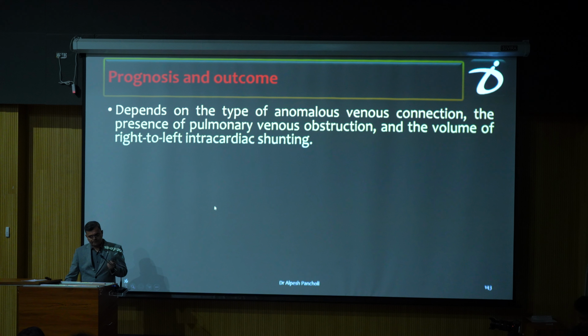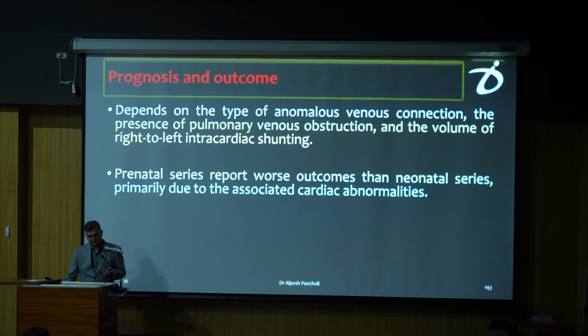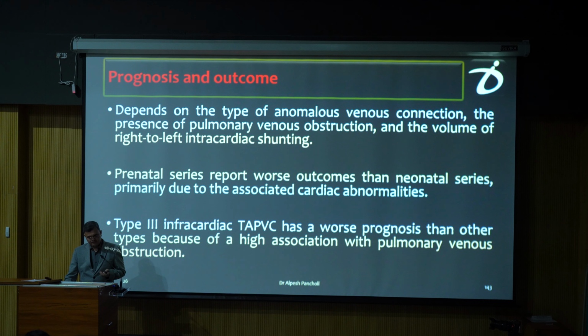The prognosis depends on the anomalous venous connection, the presence of pulmonary venous obstruction, and the volume of right to left cardiac shunting. Prenatal series report worse outcomes than neonatal series because there are associated cardiac abnormalities. And type 3 infracardiac TAPVC has a worse prognosis because there is a high association of pulmonary venous obstruction, because it passes through the same hiatus as the esophagus.